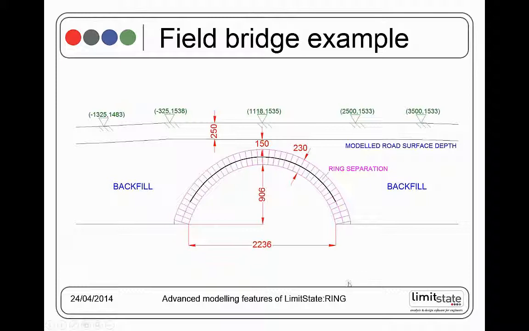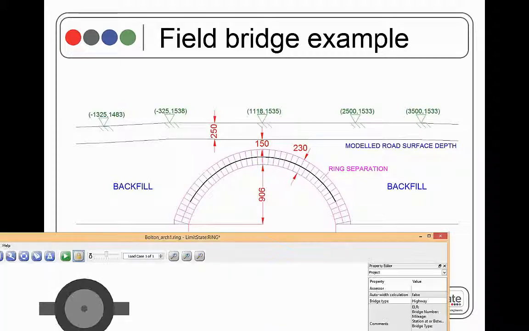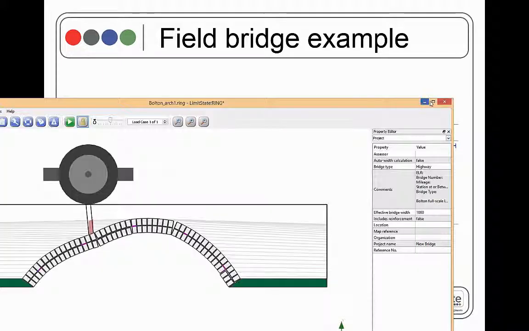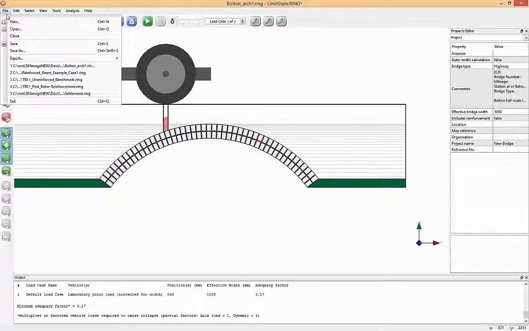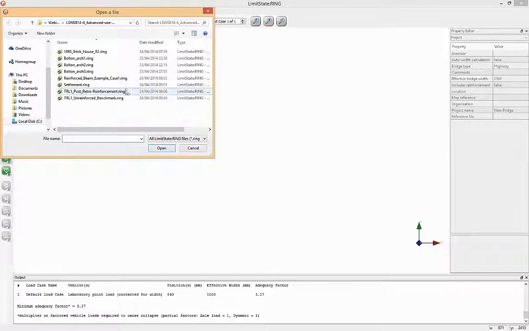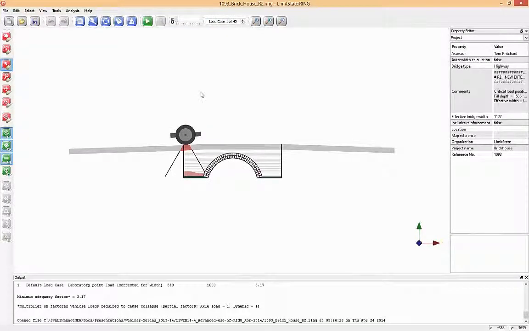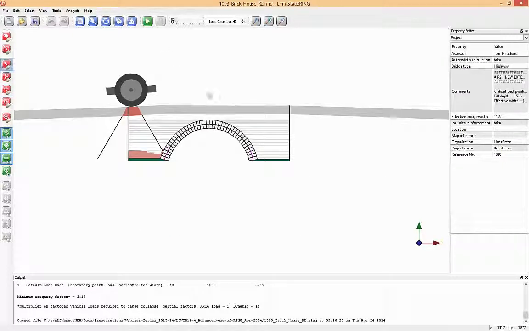Here's a view of where the ring separation was identified. So it's identified throughout most of the span, but there was no ring separation close to the springings. If I open up the software again, I've got this one saved. Okay, so what I'm actually doing in this case is I'm going to run the vehicle across the bridge.